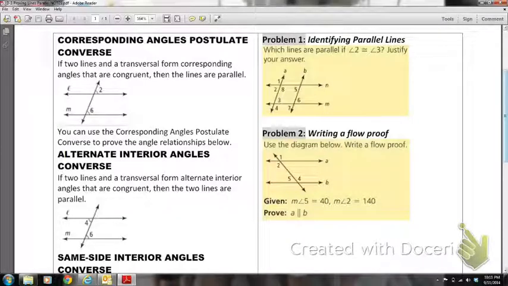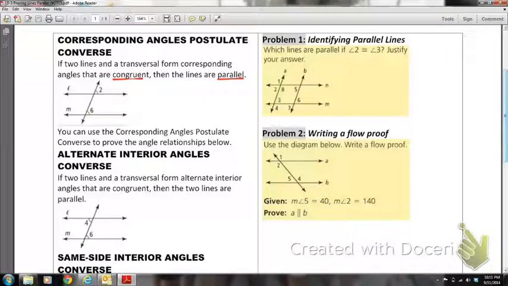The first one is the corresponding angles postulate converse. So it's going to be the converse of the corresponding angles postulate. It states that if two lines and a transversal form corresponding angles that are congruent, then the lines are going to be parallel. So note here that in the last lesson, with the postulates and theorems that we had, we started out knowing that the lines were parallel. And then we had certain angle relationships that existed because the lines were parallel.